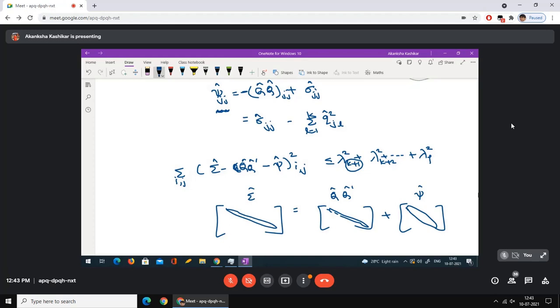Correct? We discussed today at the beginning of the lecture that diagonal elements of psi would be estimated by subtracting diagonal elements of q prime from diagonal elements of sigma. So, as far as diagonal elements are concerned, this equality holds true. No worries there, no error left. So far, everyone with me? Yes, ma'am.